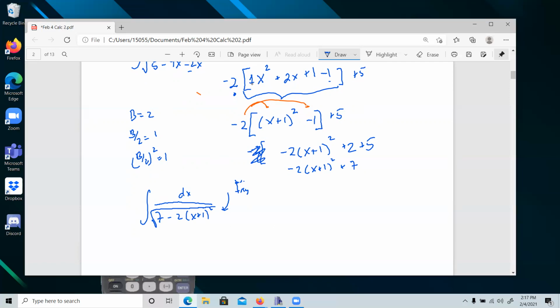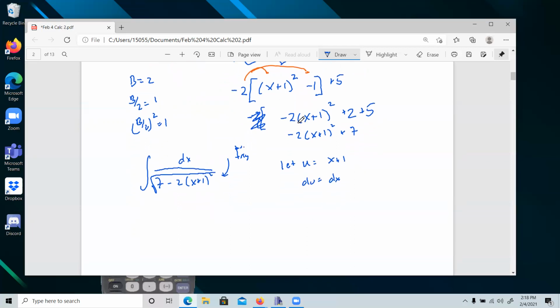But I don't like the way this looks just yet. So why don't we do a little bit more here to make this something that we can recognize. So we're going to let u equal x plus 1, du, again, very conveniently, dx. All right. So we're going to have our integral of dx over the square root of 7 minus 2u squared. Okay. So again, almost a triangle, not quite. So the next thing we're going to do here is I'm going to factor out a square root of 2 here.